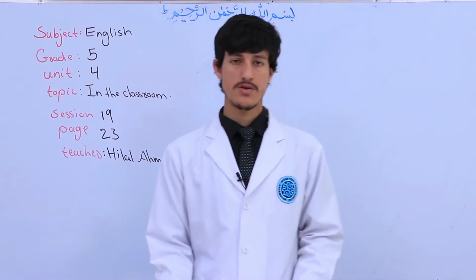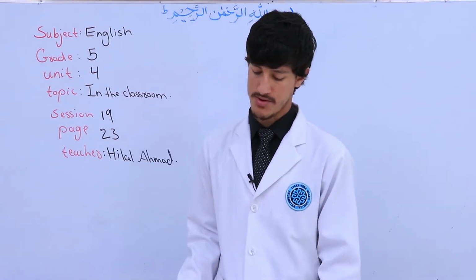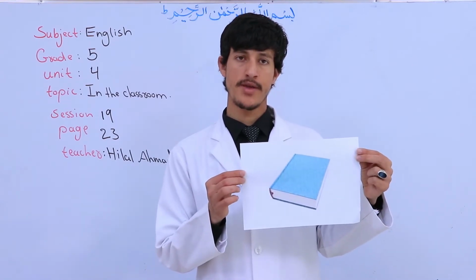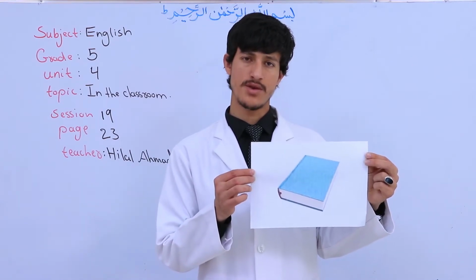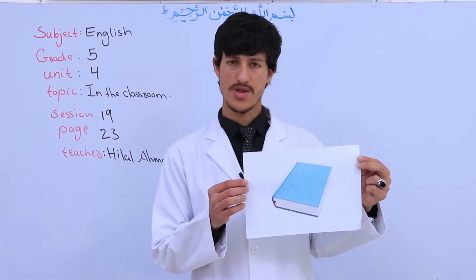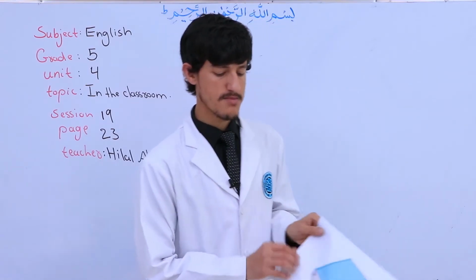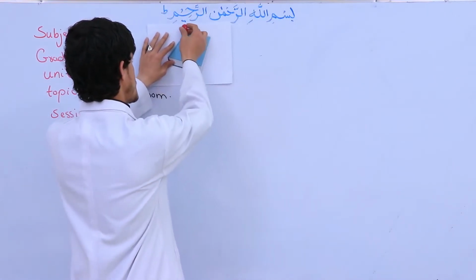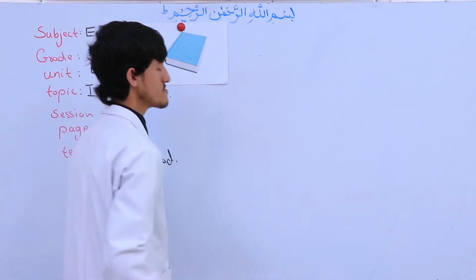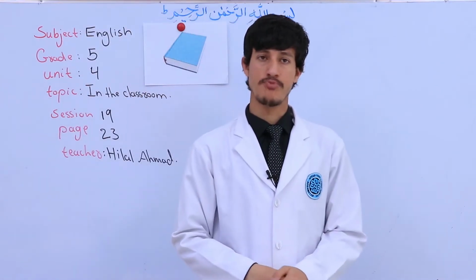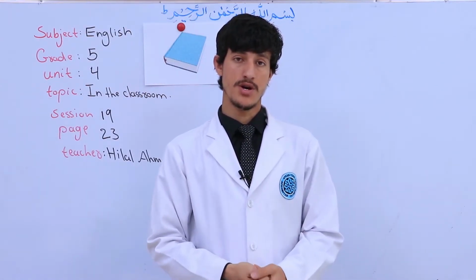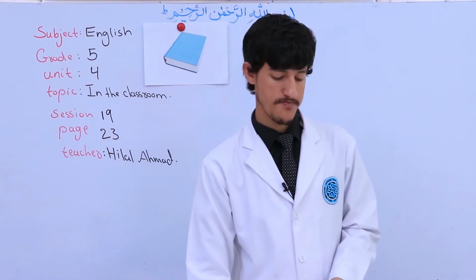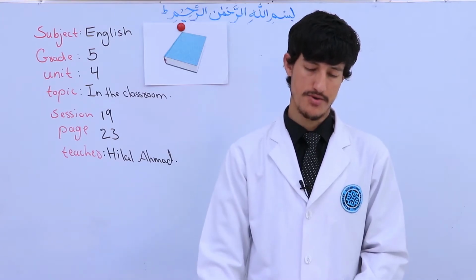I'm going to start with the first one. On the book, the first one, there is something like this. So what's this? This is a book. This is the first picture in your book, page 23. Vocabulary presentation. And what is the next picture, right?